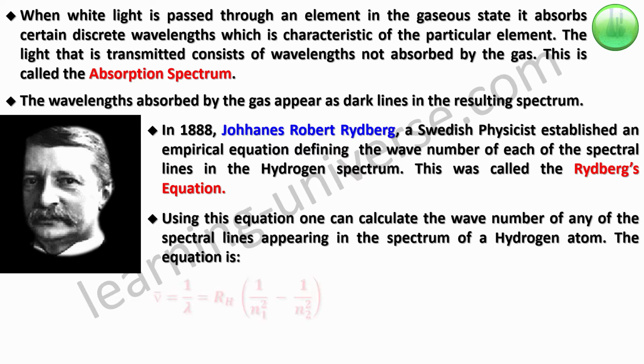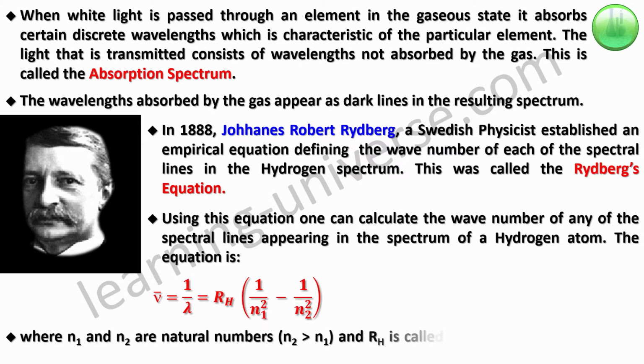The equation goes like this: 1 over lambda, which is known as nu bar or wave number, is RH, some constant, into 1 upon n1 square minus 1 upon n2 square, where n1 and n2 are natural numbers. They can take value from 1 to any value, and they are natural numbers. So obviously they can't be negative or they can't be 0. And RH is some particular constant. So substitute any appropriate values of n1 and n2, whatever value of wavelength you will get, you will find that that line has been emitted by the hydrogen atom or absorbed by hydrogen atom.